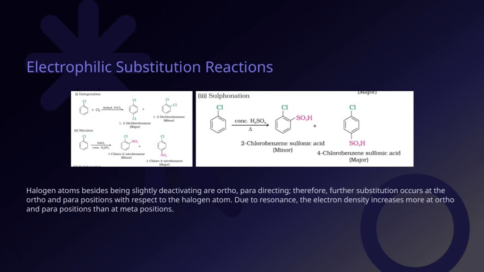This pattern of directing effects is crucial in understanding how electrophilic substitution reactions proceed on aromatic rings, especially when halogens are involved. It helps us predict the products and understand the overall reactivity in aromatic substitution chemistry.